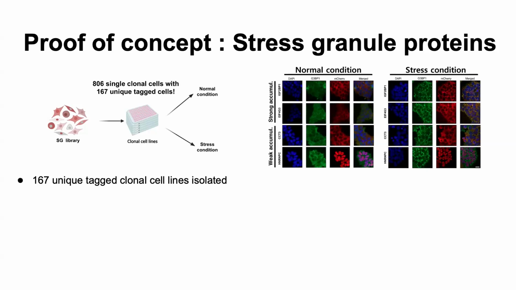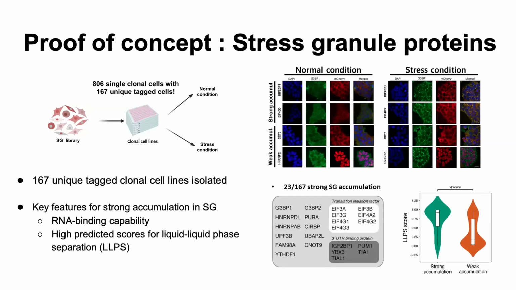To our surprise, we found that only a small subset of the proteins robustly accumulated in stress granules. When we looked at the features driving strong accumulation in stress granules, it was associated with RNA binding capacity and high predicted propensity for liquid-liquid phase separation. This aligns with known stress granule biology, where RNA-protein and protein-protein interactions are essential for their formation. So although 167 genes were all reported as stress granule-associated proteins, our studies showed that only a portion, 23 proteins, strongly accumulate within this structure, suggesting that association and accumulation can be quite different.